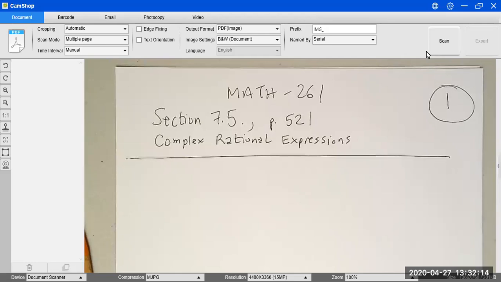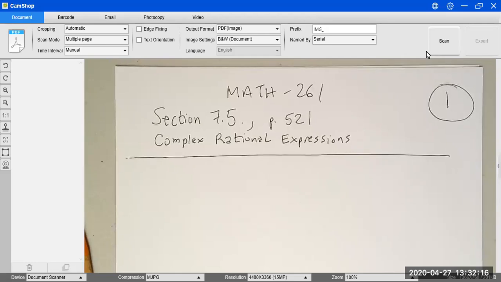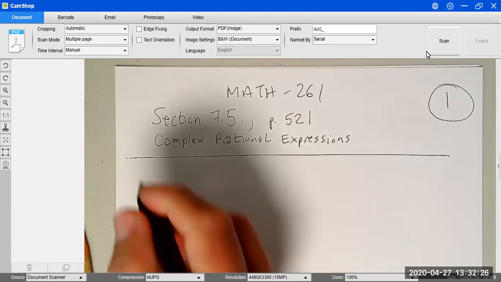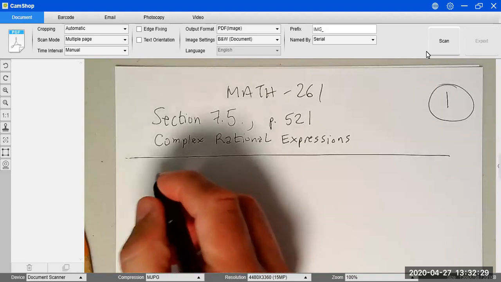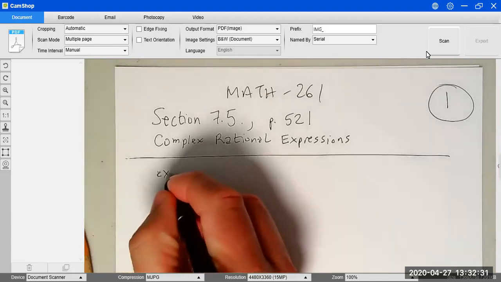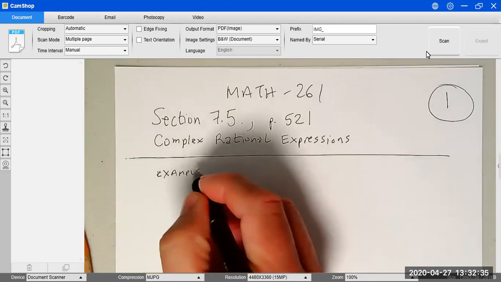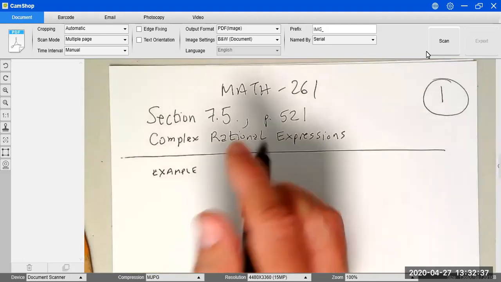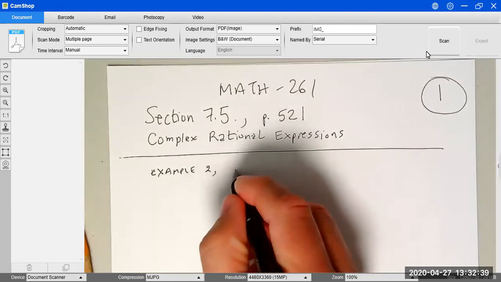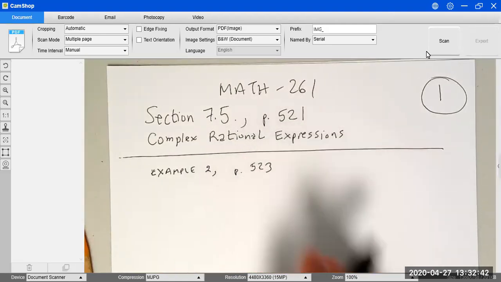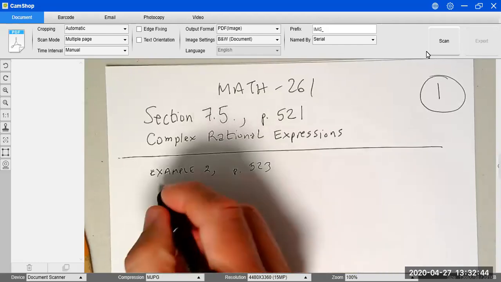So section 7.5 on page 521 is about complex rational expressions. We're going to start with example 2. I'm going to show you with an example how to solve these complex rational expressions. It's just about notation. Example 2 on page 523 is about simplifying.